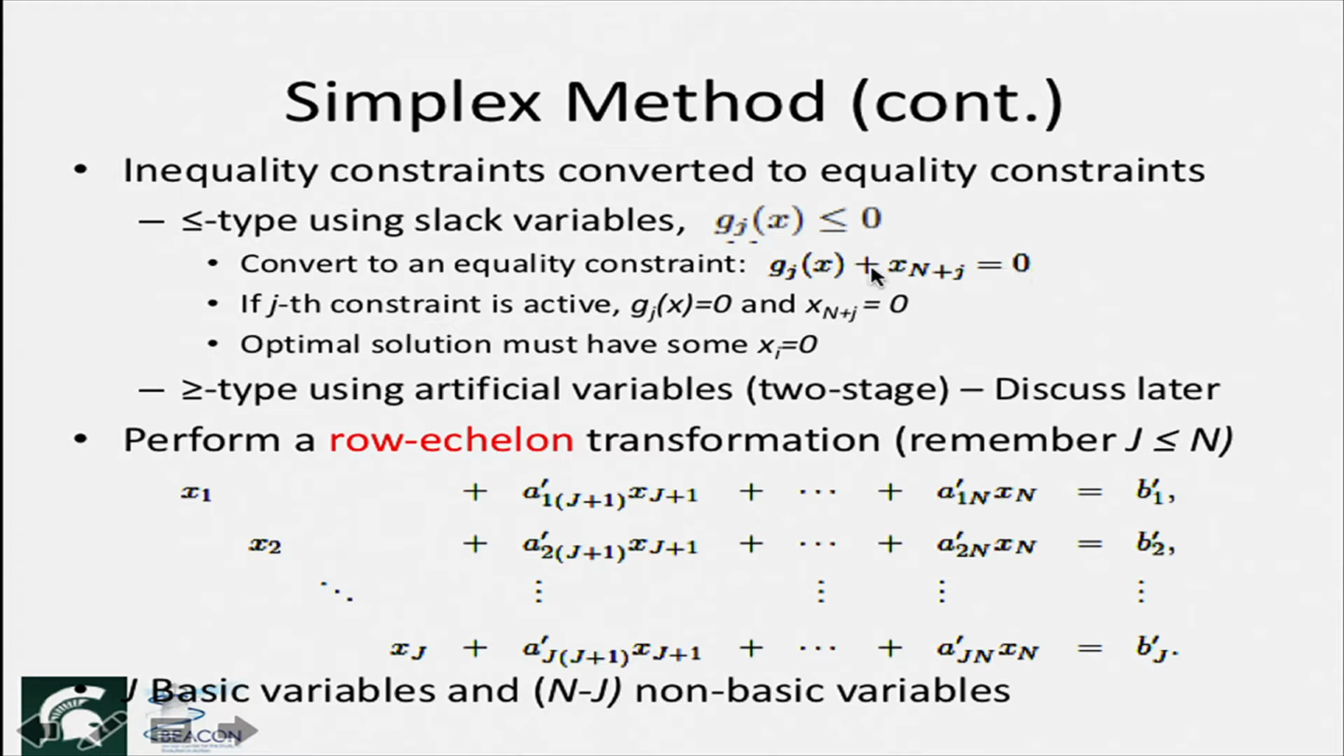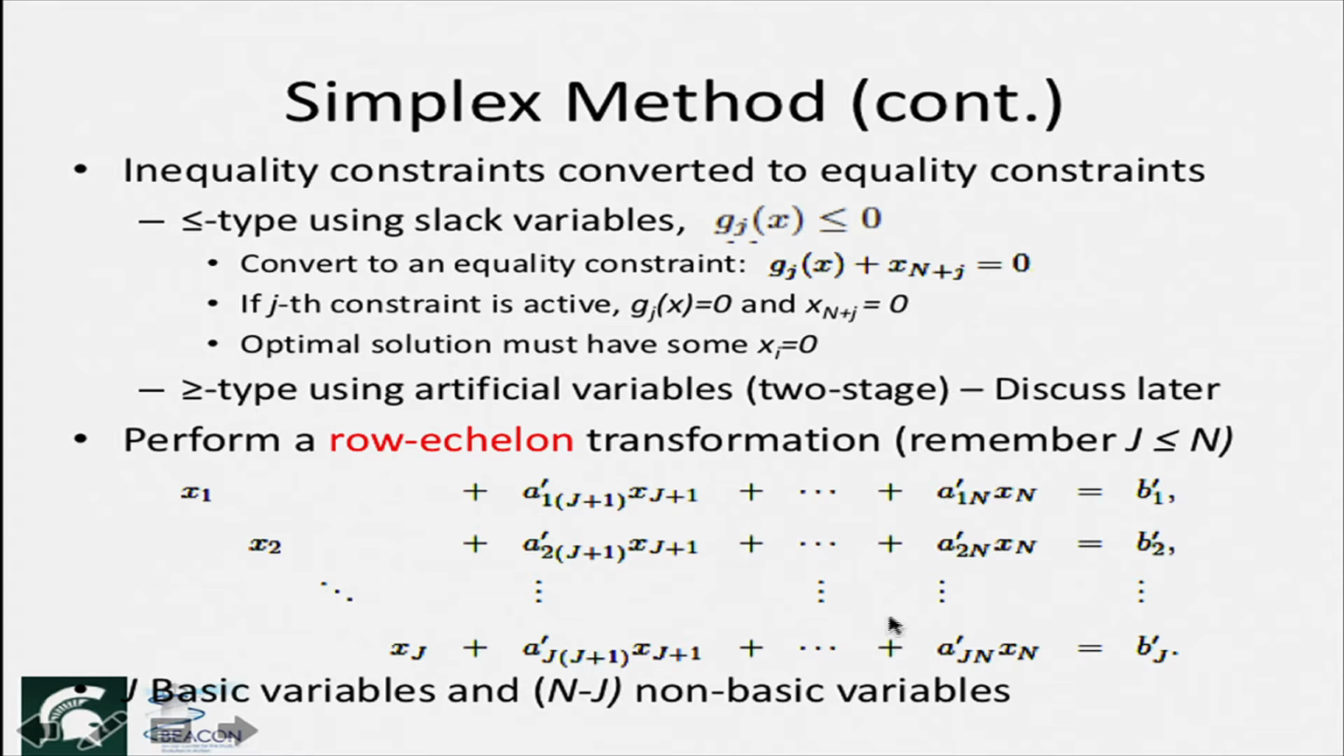So by adding an x(n+j) variable and ensuring that x(n+j) is greater than or equal to 0, not less than or equal to 0, I am converting the inequality into an equality constraint. So this is the first thing you do. All less than or equal to type constraints you convert to equality type by adding one slack variable per constraint. Is that clear? So if you have j constraints, you are adding j more variables. So you had n variables, now you have n plus j.